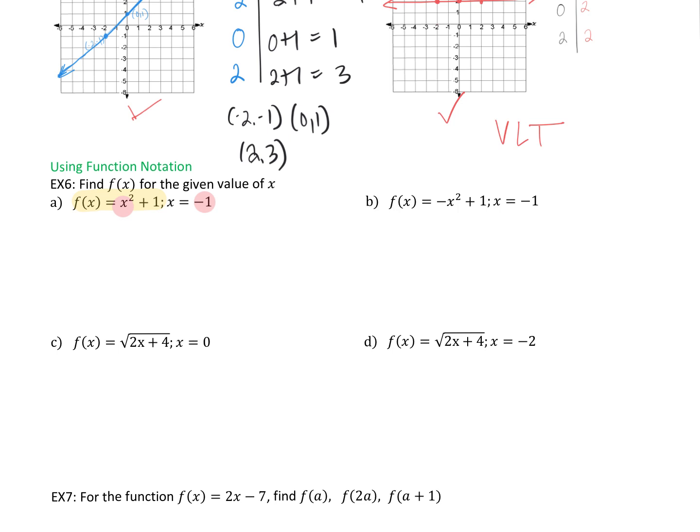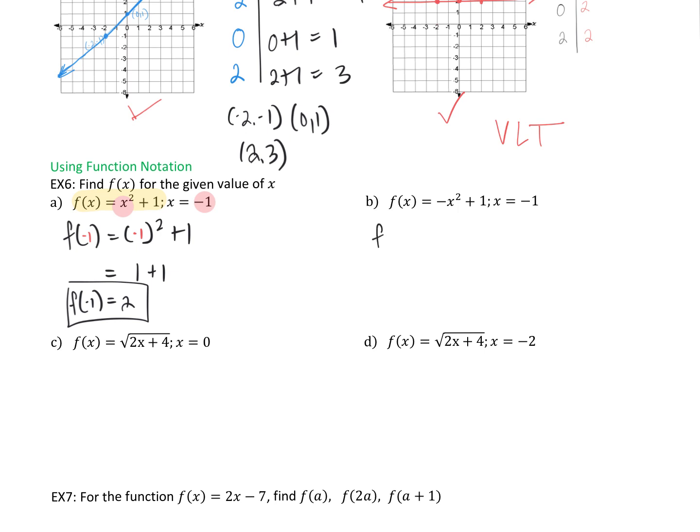So let's see. f of, and again we're swapping out x with negative 1, is going to equal my x value squared, so (negative 1)² plus 1. And that's going to equal, negative 1 squared is 1, plus 1, which is going to equal 2. So f(negative 1) is going to equal 2. And voila, we're done. All right, go ahead and give a try for the next ones and see what you get.